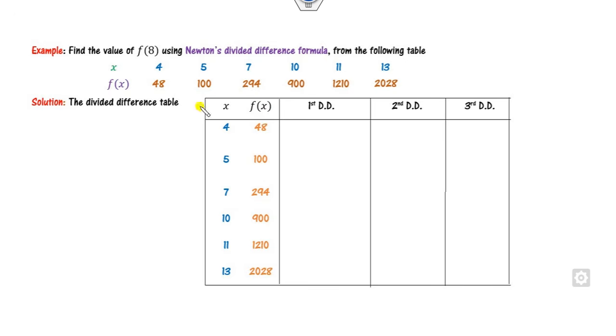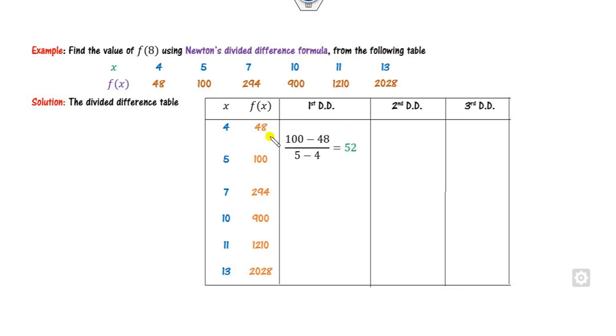So look at it. I will explain with the help of this example. Your first step is always to construct this table, called the divided difference table. How can you construct it? For the first divided difference, subtract them: 100 minus 48 divided by the subtraction of these. So what is the answer? You will get 52.